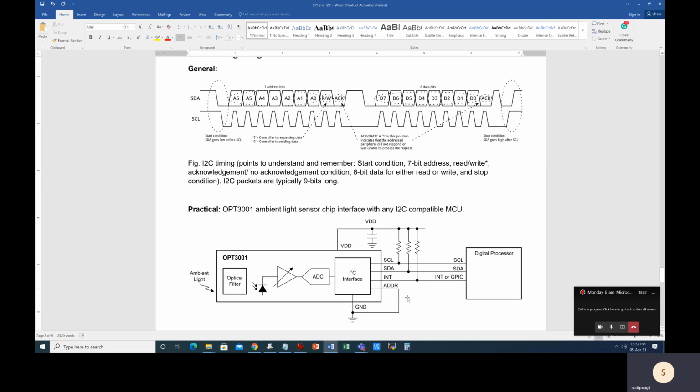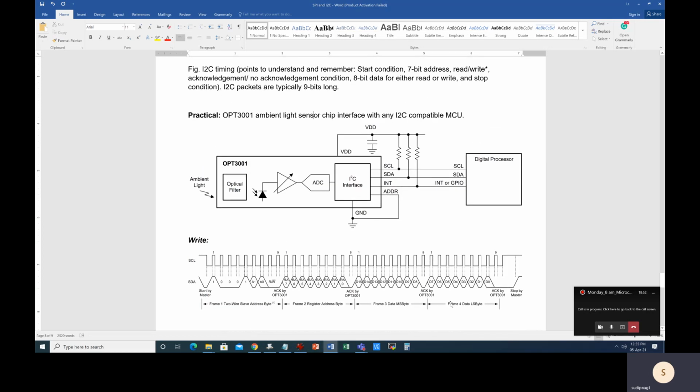Now the ADDR bit, we can ignore for the time being. The interrupt bit, which goes from the OPT to the microcontroller, can also be ignored. Just concentrate upon SCL and SDA. And there are 2 pull-up resistors. Ignore the 3rd resistor because it is connected to the open drain of the interrupt pin, and we are not using the interrupt in this example.